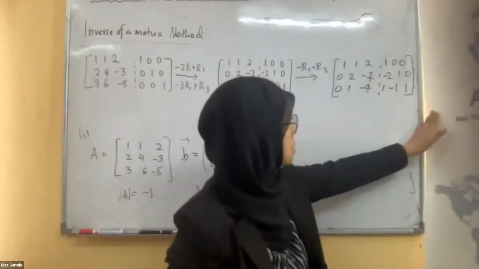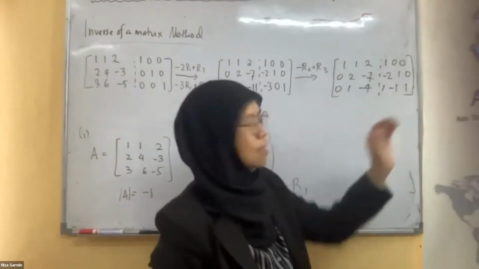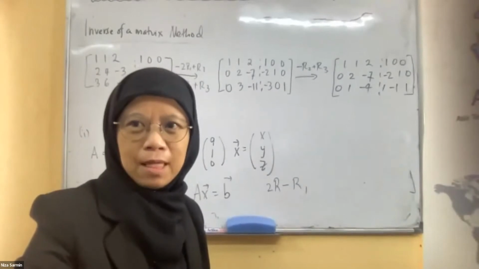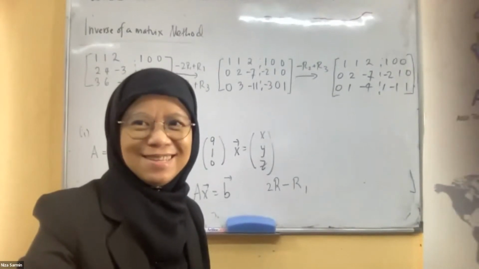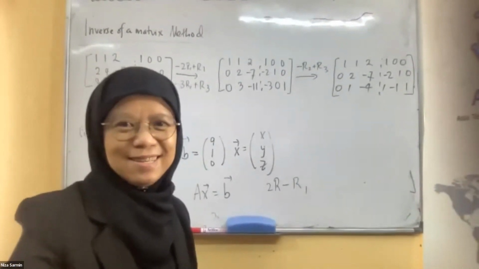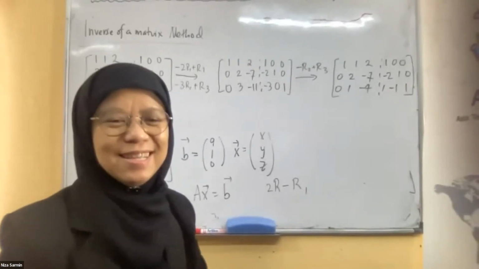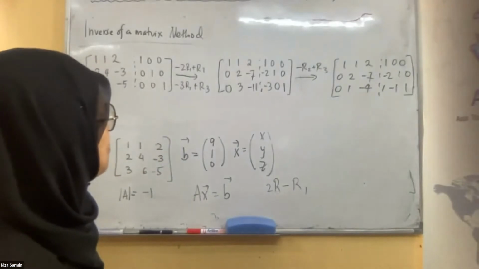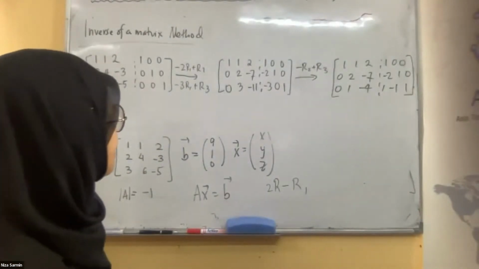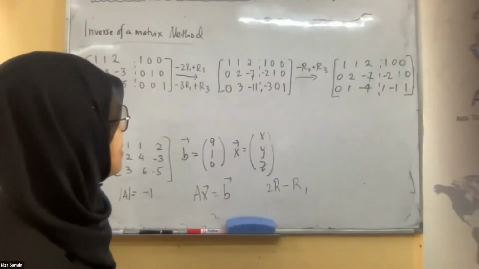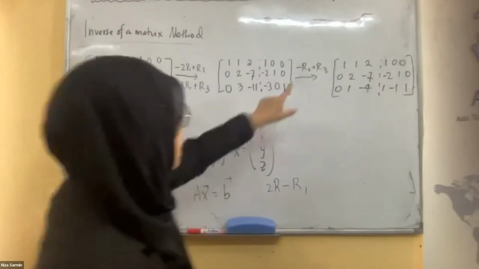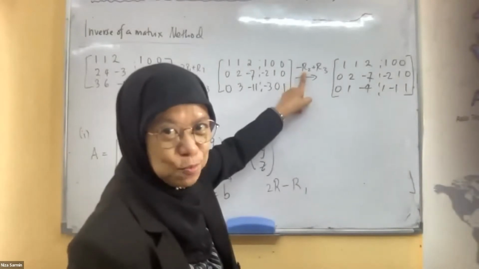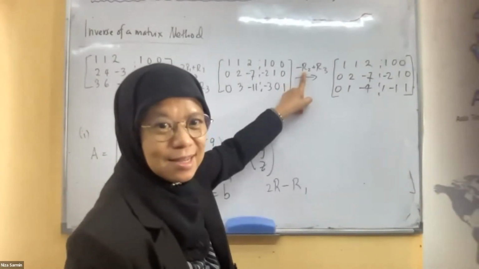Is this okay? Madam, the negative 2 and negative 3, why did it become 1? Which one? Which row? The interaction between negative 2 and negative 3. This one? Is this okay? Negative R2 plus R3? Ah, yes, that one is okay.